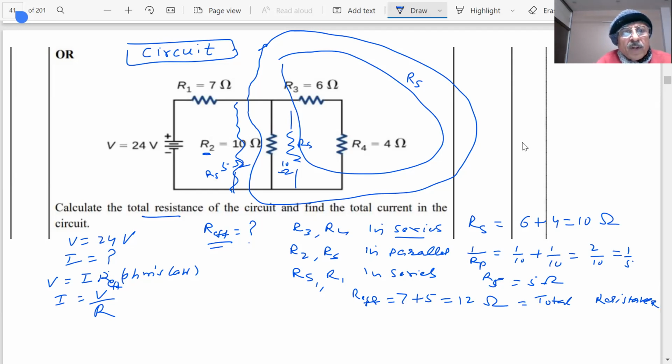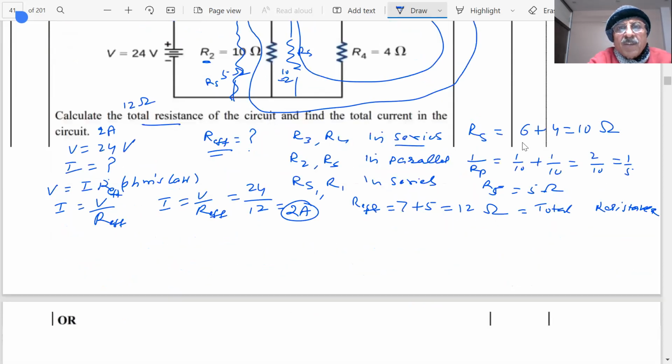Then what is the total current? Total current is V by R effective, the effective resistance. V is 24, divided by 12, which will come to be 2 amperes. And therefore the answer, you already got it. The total resistance is 12 ohms and the total current in the circuit is 2 amperes. This is how you have to write the answer.